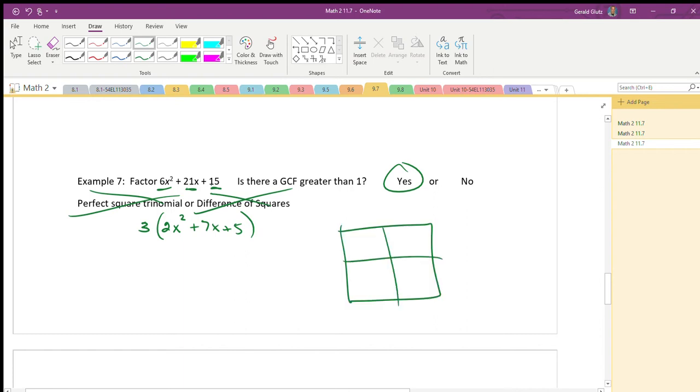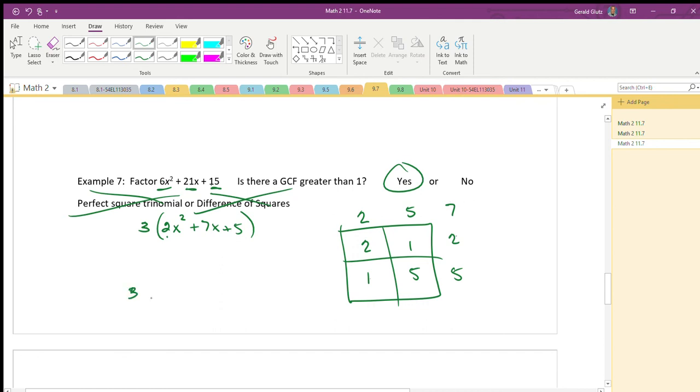So we can use the box or whatever method you prefer. So A is 2, B is 7, C is 5. So two numbers that multiplied equal 2 are 2 and 1. Two numbers that multiplied equal 5 are 1 and 5. When I multiply across, 2 times 1 is 2. 1 times 5 is 5. So 5 plus 2 is 7.